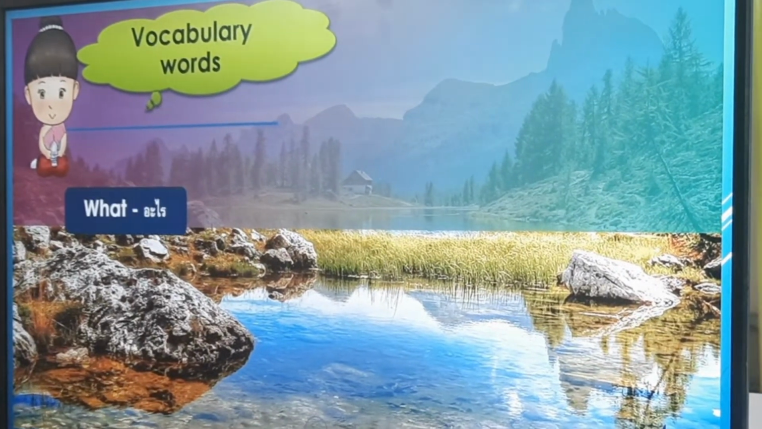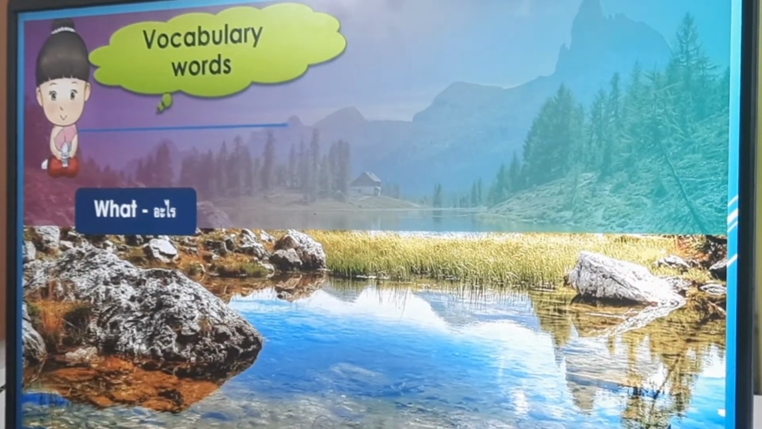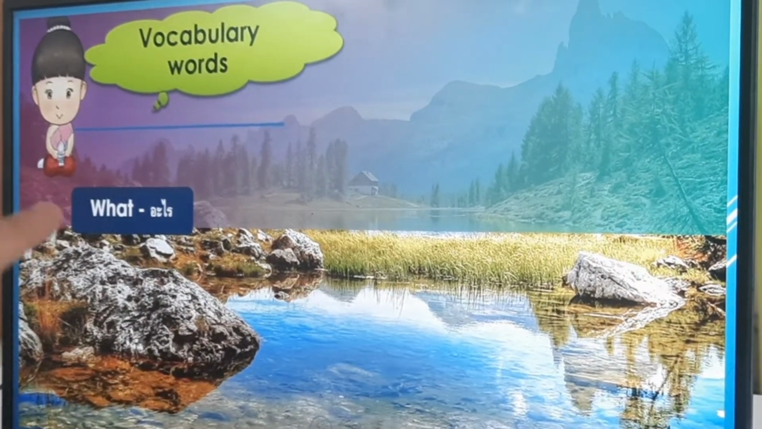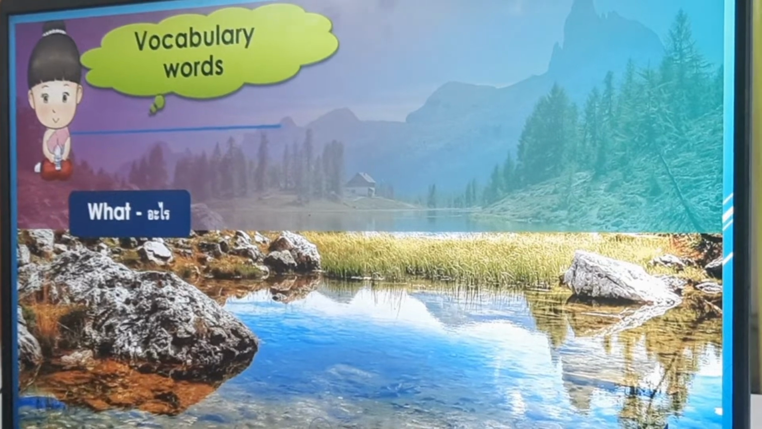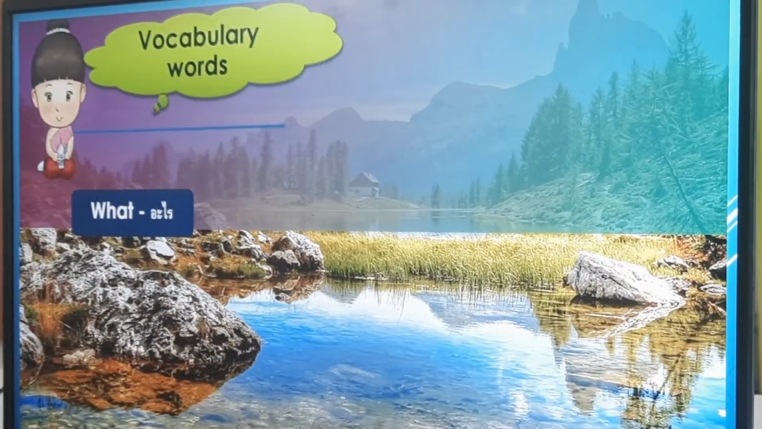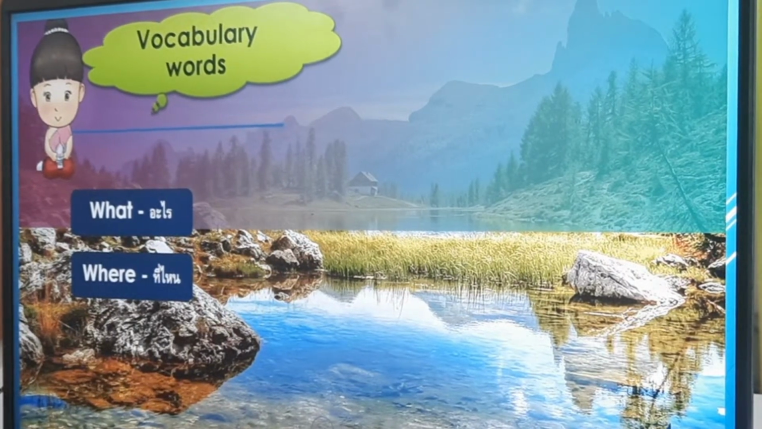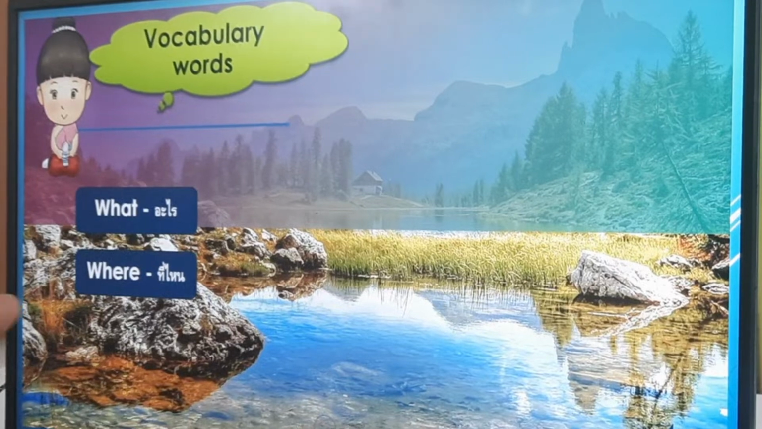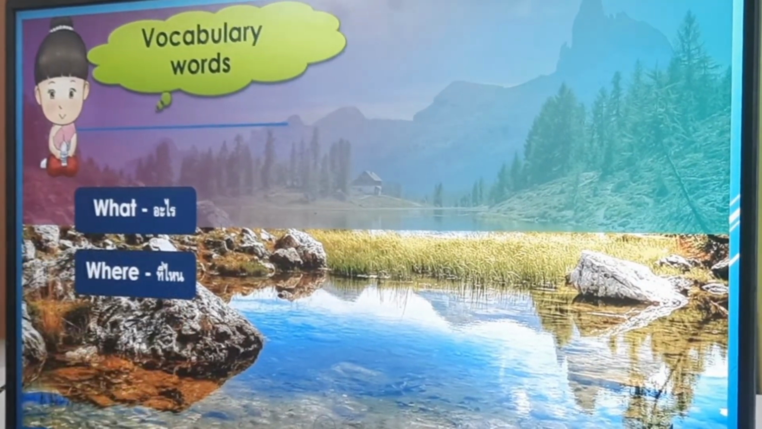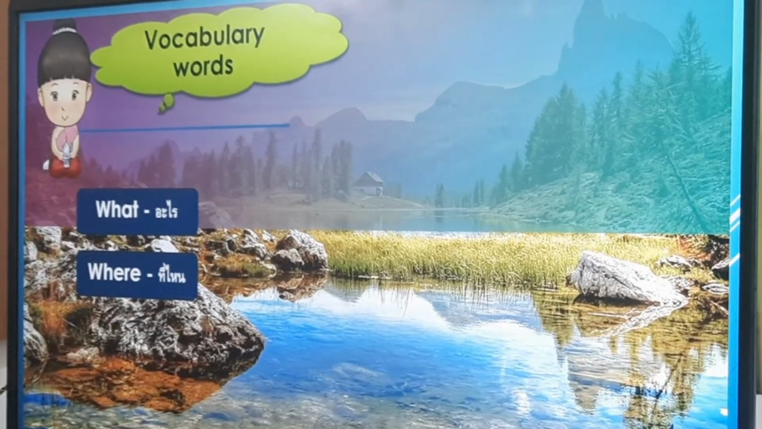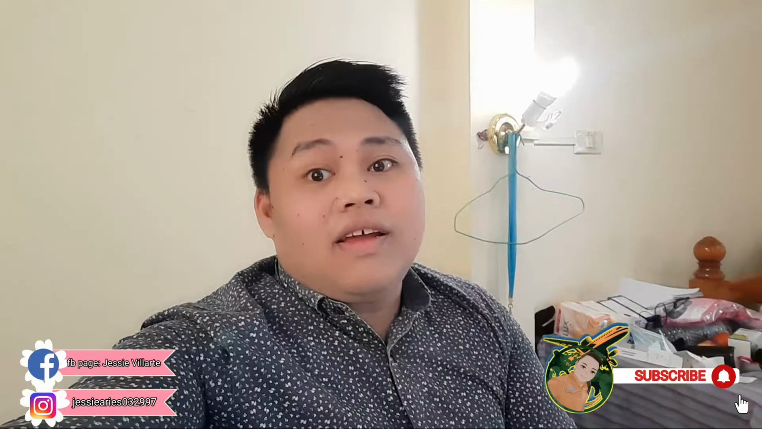Okay, very good. What? Everybody? Okay, 1, 2, 3, go. What? Very good. What does it mean in Thai? Put Pasa Thai, what? Okay, put Pasa Thai. Very good. Next. Where? 1, 2, 3, go. Where? In Thai, can you read it in Thai? Put Pasa Thai, where? Very good. Next, how?